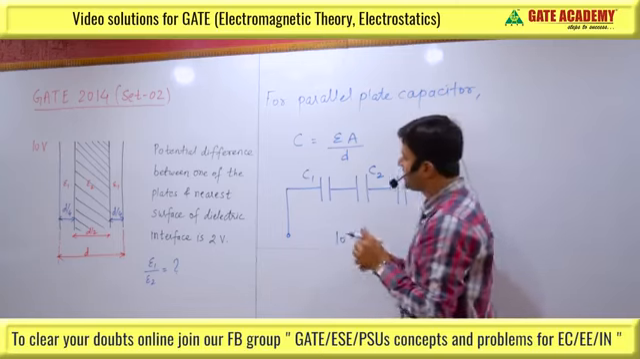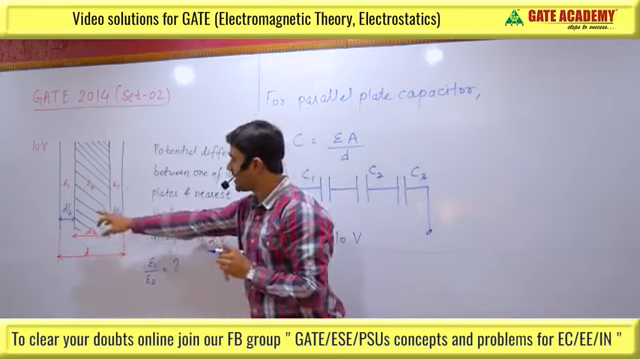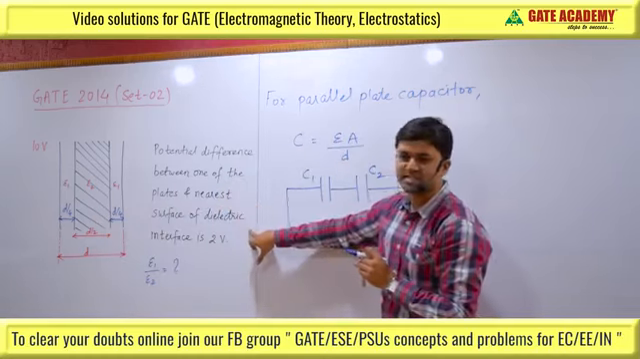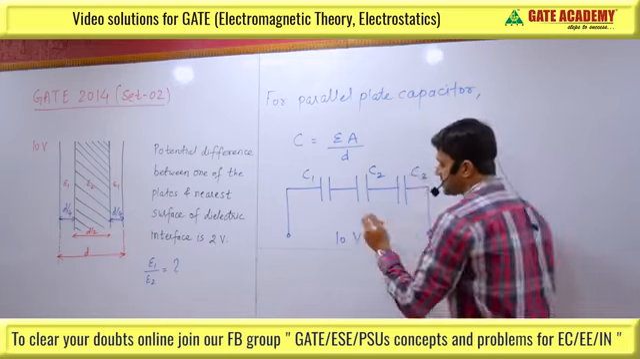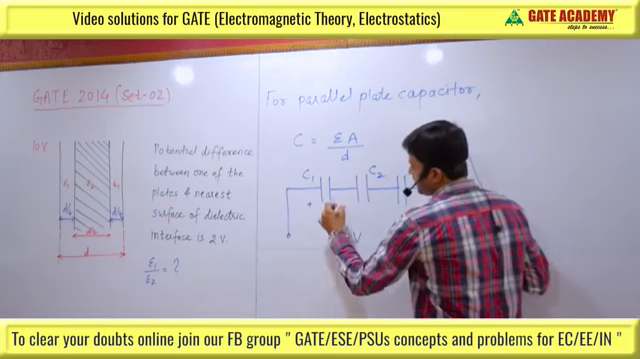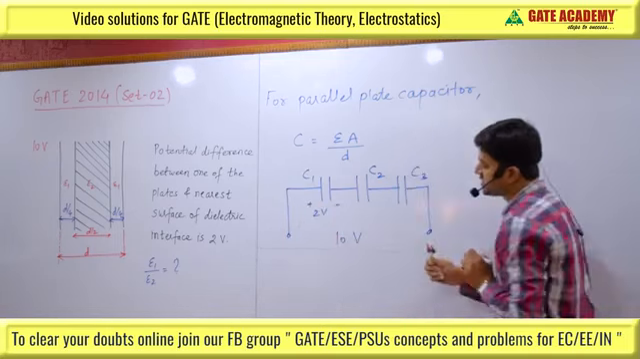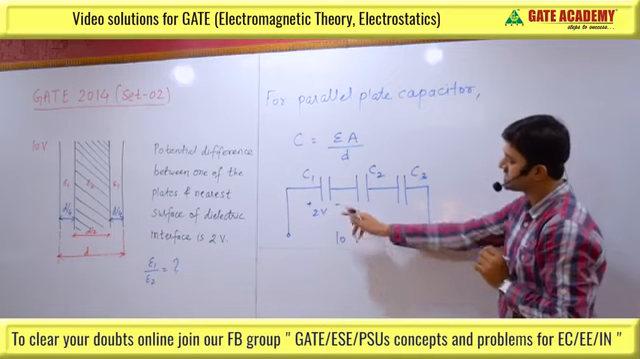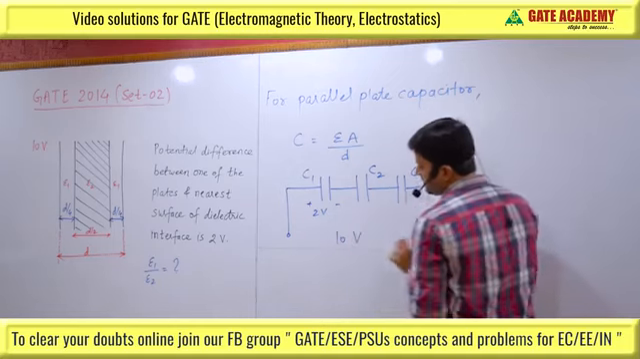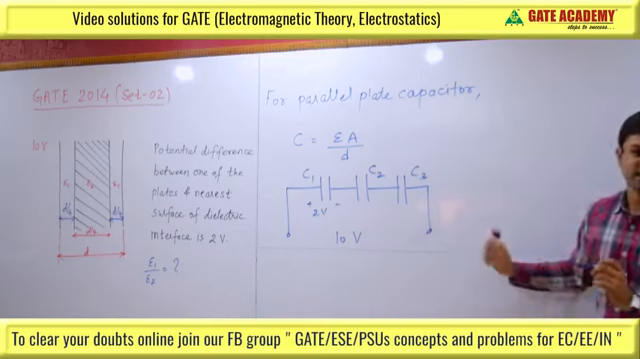And it is given that the potential applied across the plate and the nearest surface of the dielectric is 2 volt. So we can consider it as 2 volt. The total voltage applied across this capacitance is 2 volt and the total voltage applied across the plates is 10 volt.